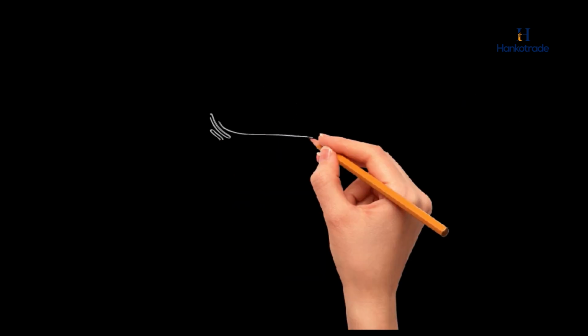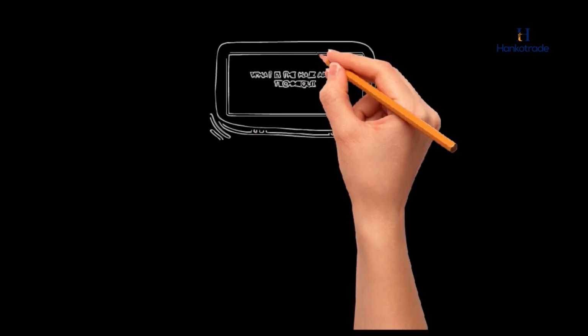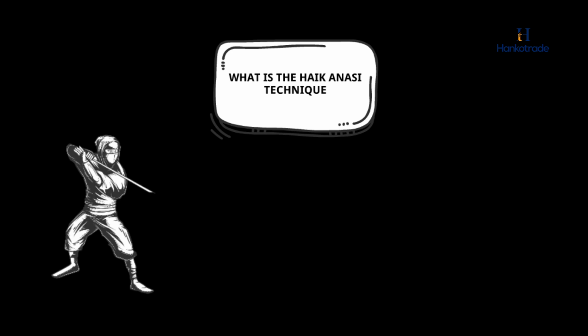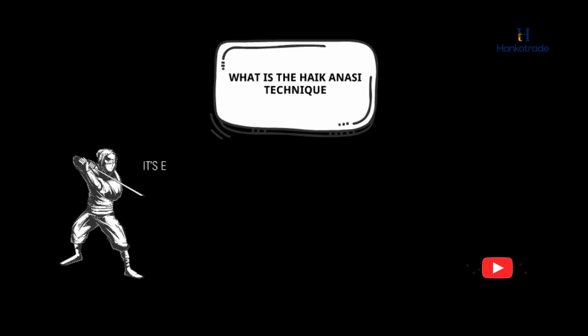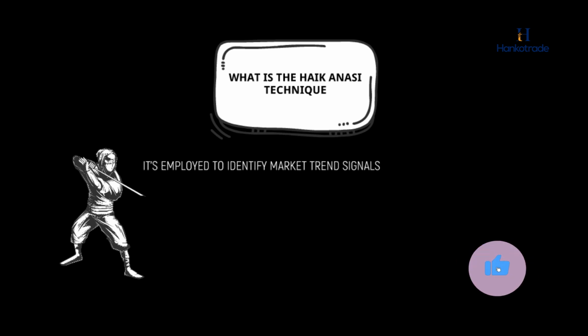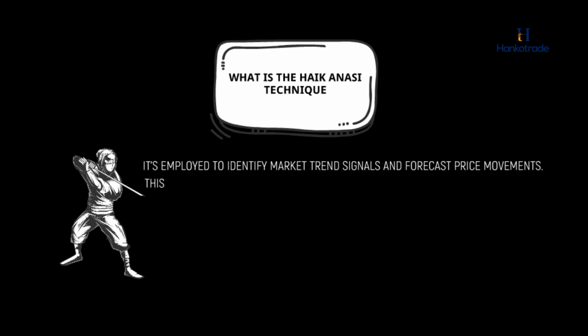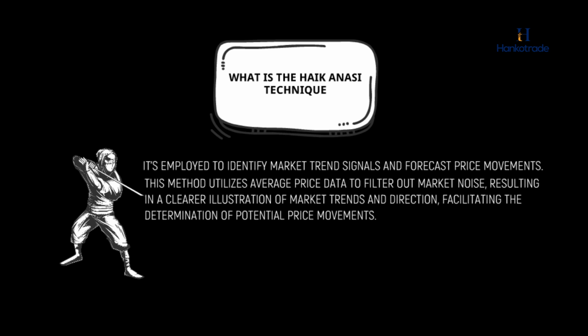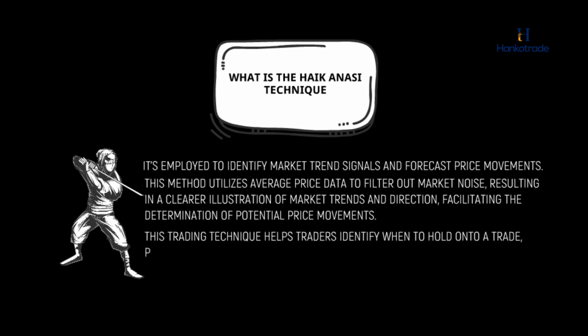And now, what is the Heiken Ashi technique? The Heiken Ashi technique is a Japanese candlestick-based technical trading tool that utilizes candlestick charts to represent and visualize market price data. It's employed to identify market trend signals and forecast price movements. This method utilizes average price data to filter out market noise, resulting in a clearer illustration of market trends and direction, facilitating the determination of potential price movements. This trading technique helps traders identify when to hold onto a trade, pause a trade, or recognize if a reversal is imminent.